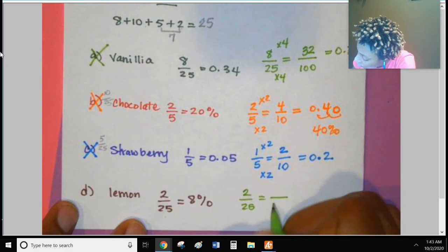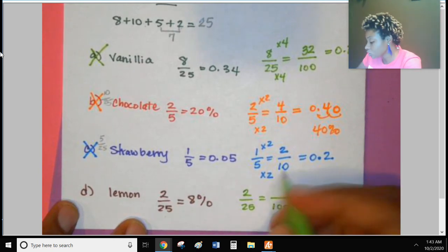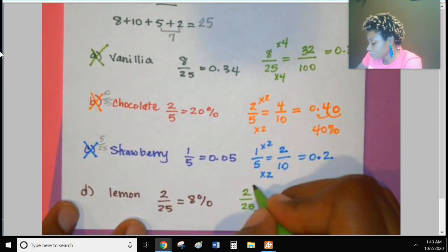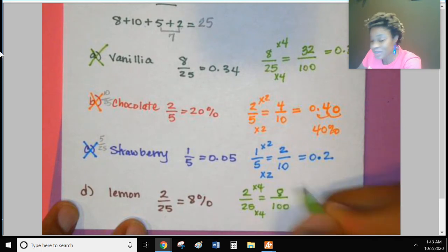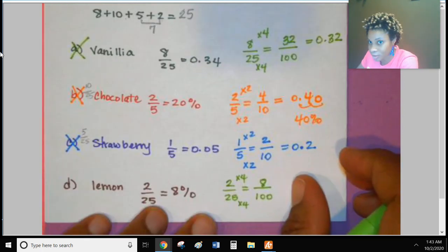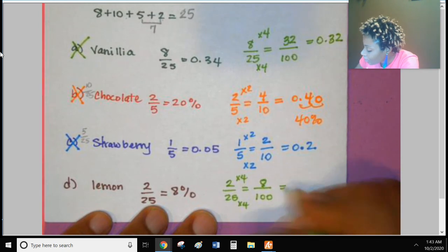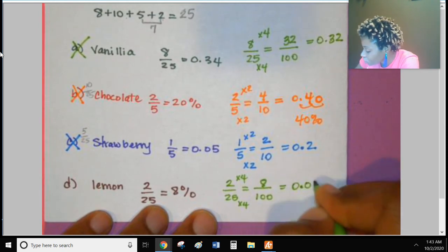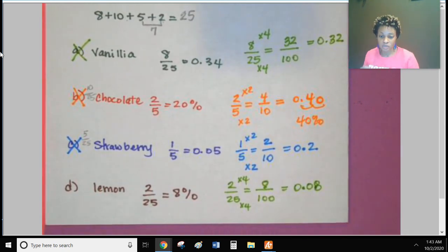Again, what can I multiply times to get 100? Times 4, times 4, 800. Okay, we're cooking with some grease now, y'all. 8 in the hundredths place. This will be 8 in the hundredths place. Remember, it's tenths, then hundredths.